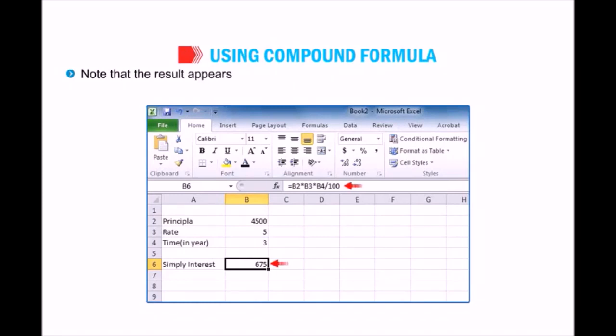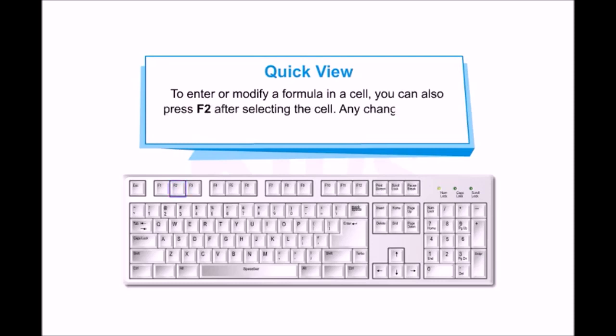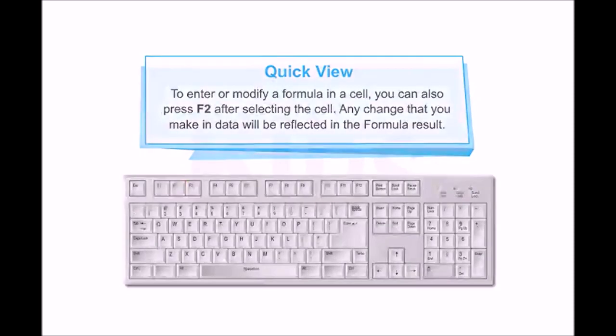Note that the result appears in the cell, but the actual formula is visible on the formula bar. Okay, students, to quickly enter or modify a formula in a cell, you can also press F2 after selecting the cell. Any change that you make in data will be reflected in the formula result.